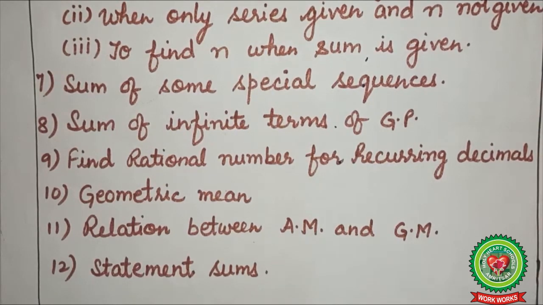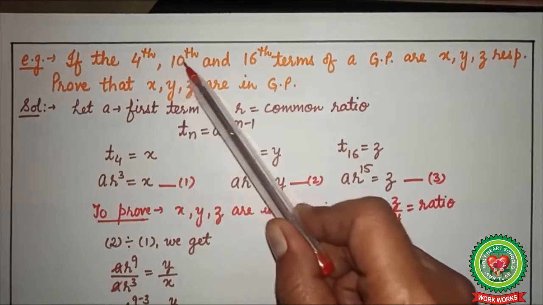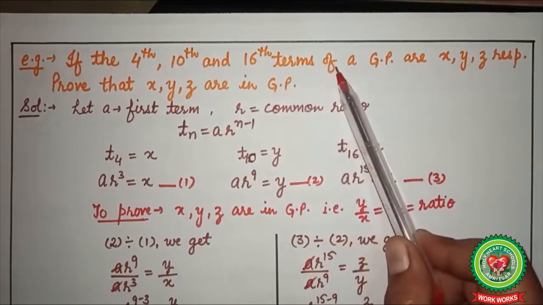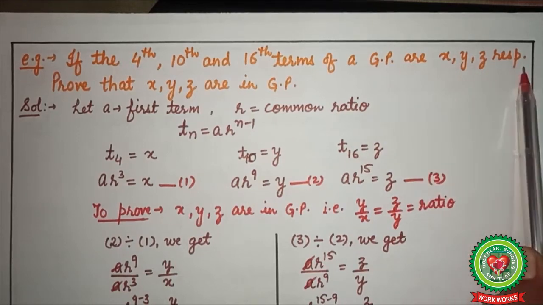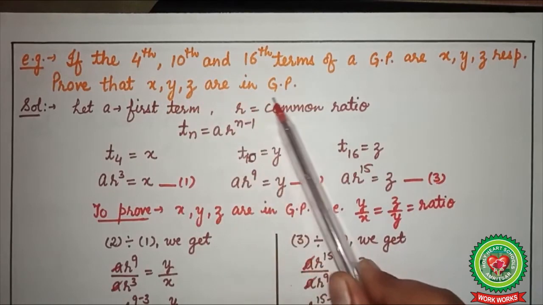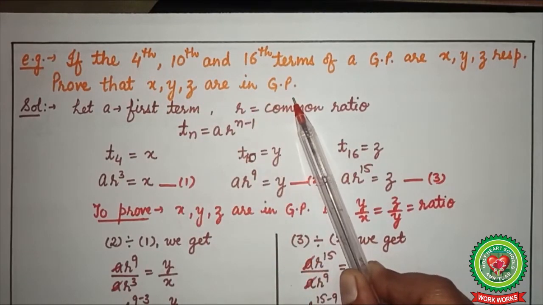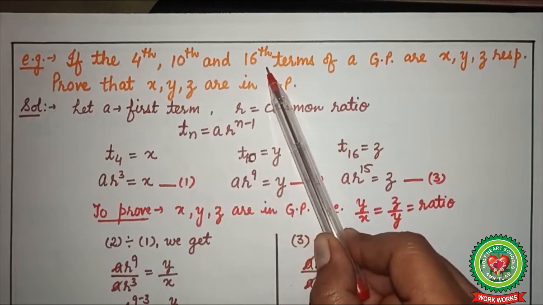Students, today we are going to start with the very last type, that is the statement sums of GP. Let's start with its first sum. If the 4th, 10th and 16th terms of a GP are x, y and z respectively, prove that x, y, z are in GP. Now here, firstly they have given the 4th, 10th and 16th term.